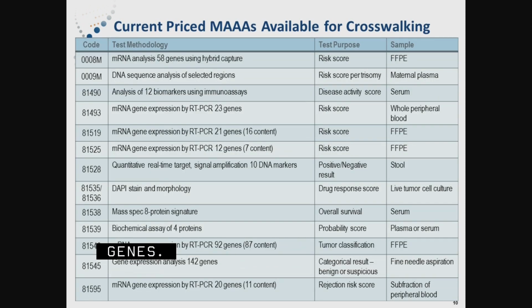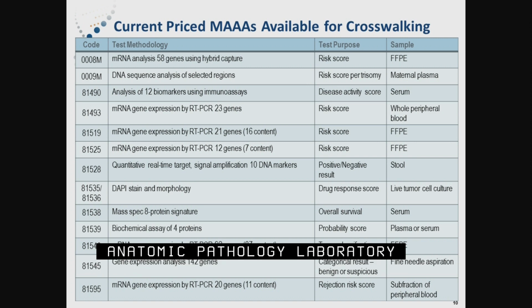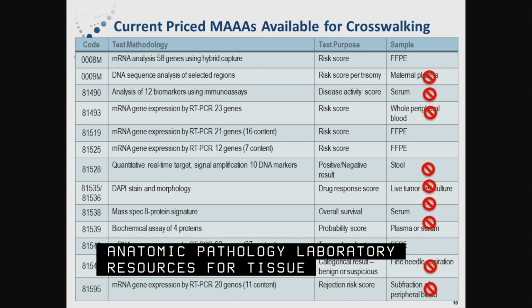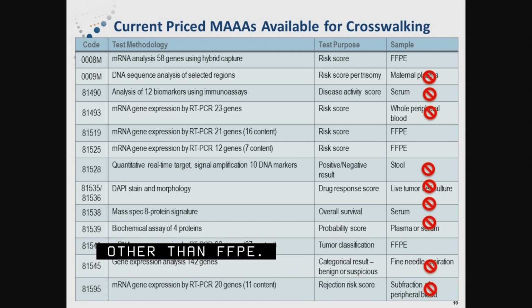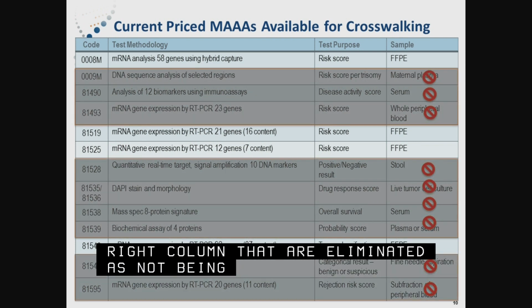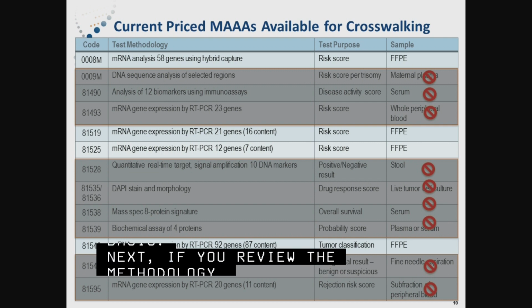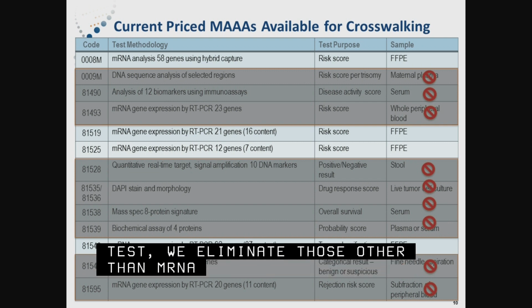So if you look at this table, given the different front-end anatomic pathology laboratory resources for running tests on tissue samples, we eliminated all the sample types other than FFPE. And so you see the codes on the far right column that are eliminated as not being comparable on that basis. Next, if we review the methodology of the remaining tests and we eliminate those other than mRNA expression by RT-PCR, then code 0008M is not comparable as it uses hybrid capture.